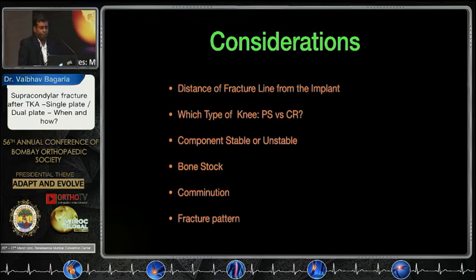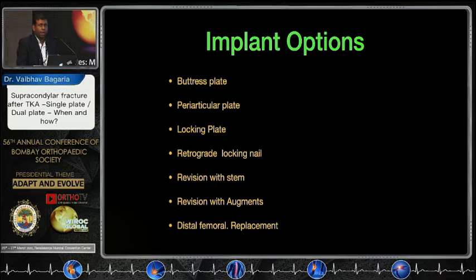As he rightly said, there are few important considerations when we look at these supracondylar fractures. One is the distance of the fracture line from the implant, which type of implant is there, whether CR or PS, whether the component is stable or not, how is the bone stock, and what is the fracture pattern. Before you make any judgment about what to do, you need to know this basic information, and based on that you will take your decisions. We've got a lot of implant options: buttress plate, peri-articular plate, locking plate, retrograde locking nail, antegrade locking nail, revision with stem, revision with augments, and of course distal femoral replacement.